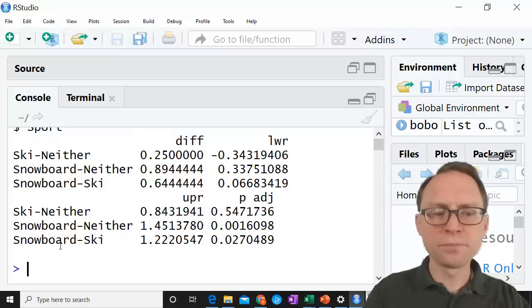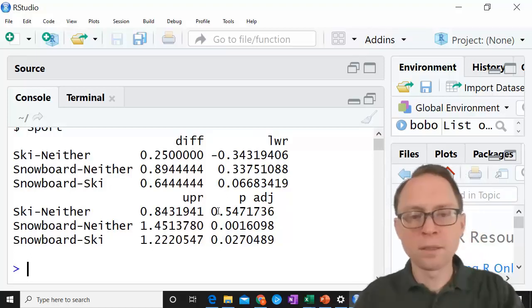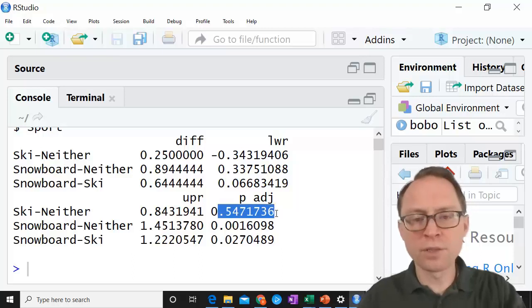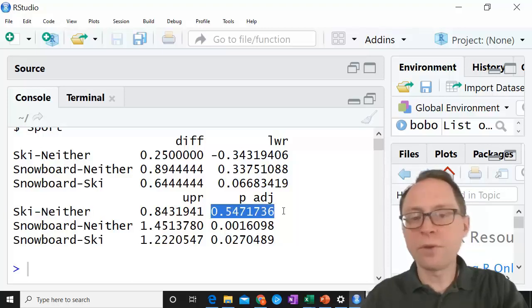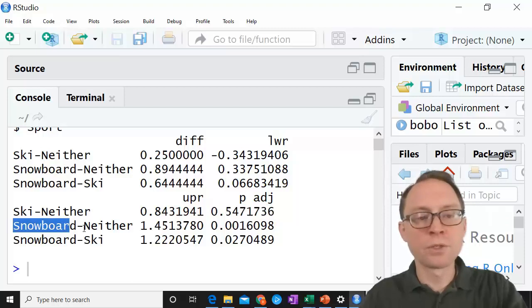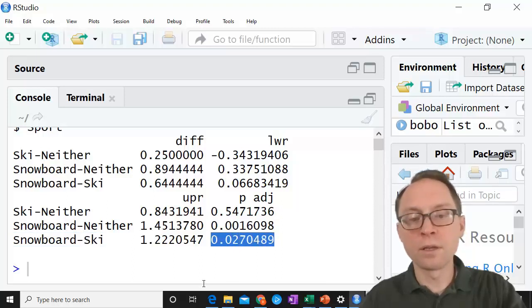Here it is. This is now looking at the p adjusted. So here are the p-values according to Tukey. So it's doing the same thing. Ski versus neither, the p-value would be 0.54. That's not significantly different. Snowboard versus neither, there is a significant difference. And snowboard versus skiers, there's also a significant difference right there. Okay?